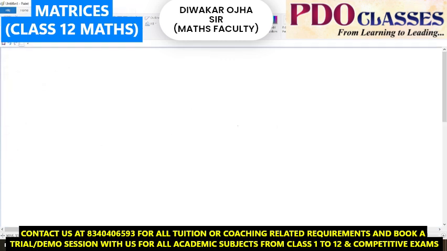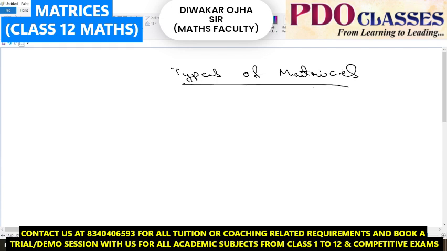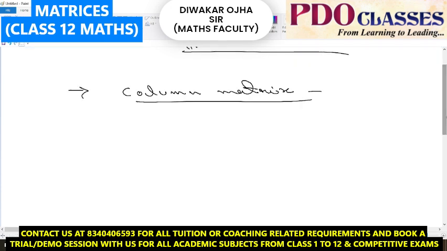Let's go further. The next thing that we have to be clear about is the types of matrices. There are many more types, but we have to be clear at least with those which are mentioned in the NCERT. What are the different types of matrices? The first is column matrix. What is column matrix? Only one column will be there.